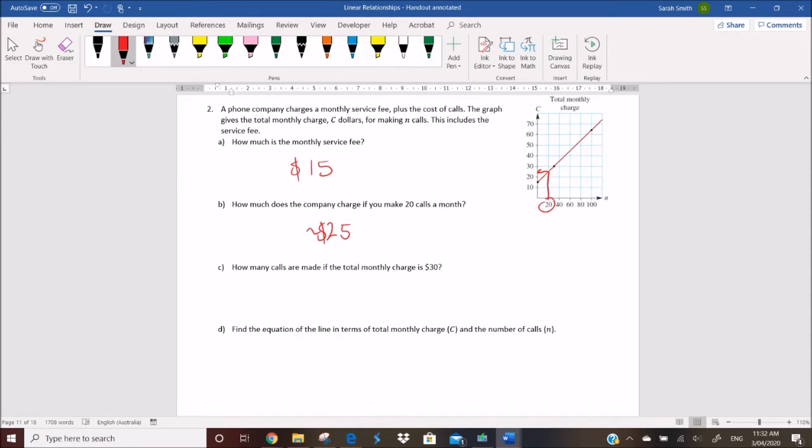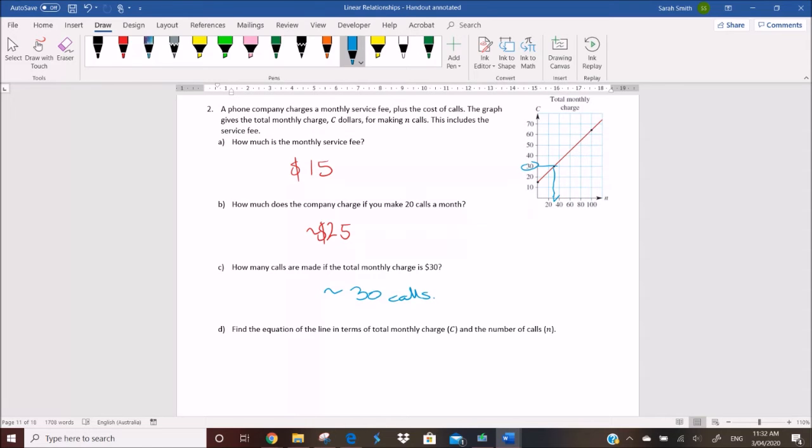How many calls are made if the total monthly charge is $30? So to work that one out, we need to look at our vertical axis at the 30. We need to go across and we need to go down. So we're looking at approximately, so that's what that little squiggly line is, 30 calls.